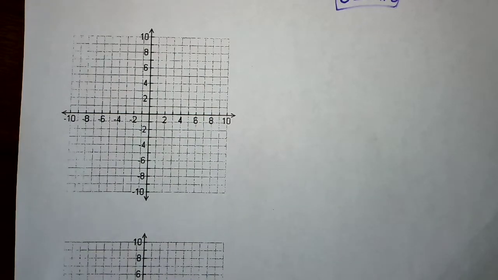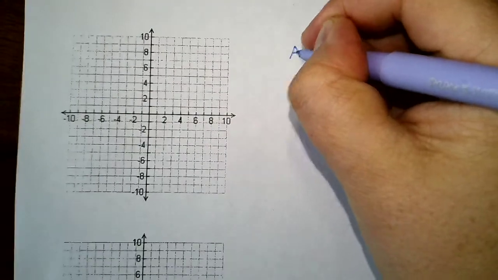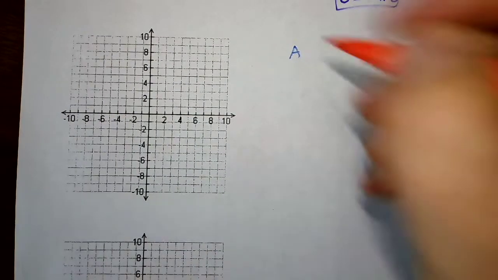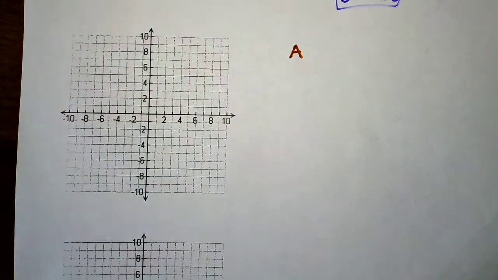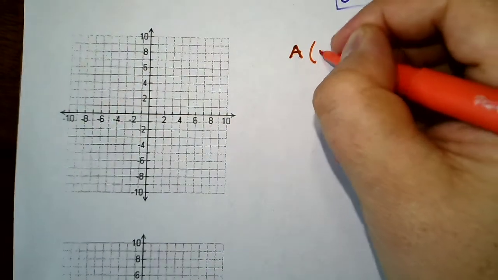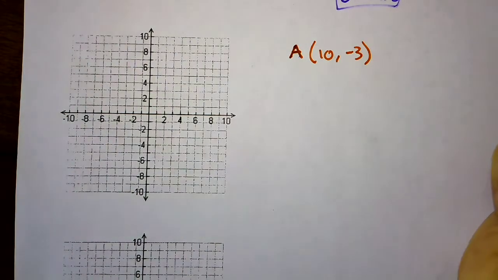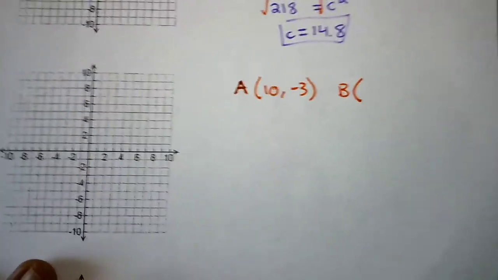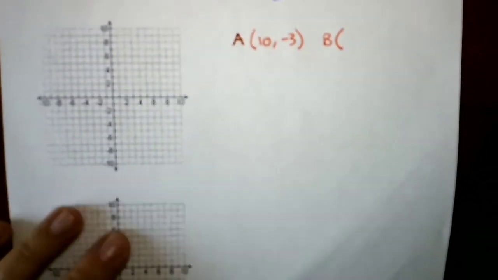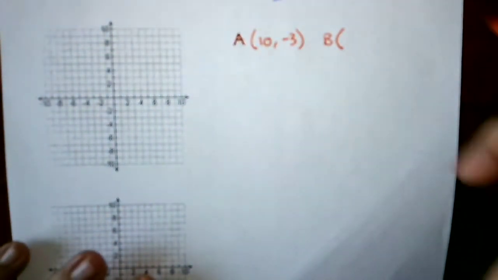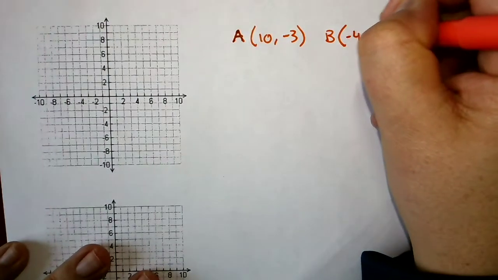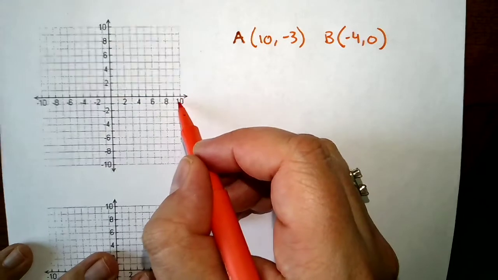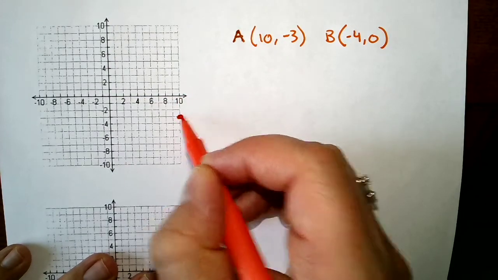All right, so this time, point A, oh, a lot of my markers are kind of failing on me. Let's just start with this color. So point A is 10, -3. And then point B, let's zoom out a little. Point B is -4, 0. All right, so 10, -3, that's point A.